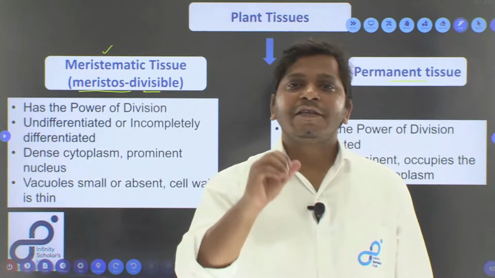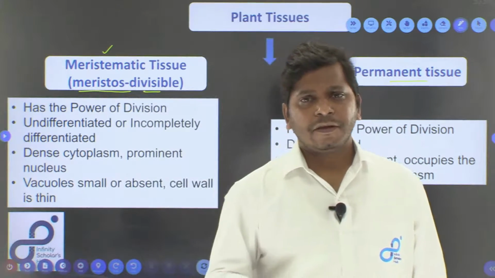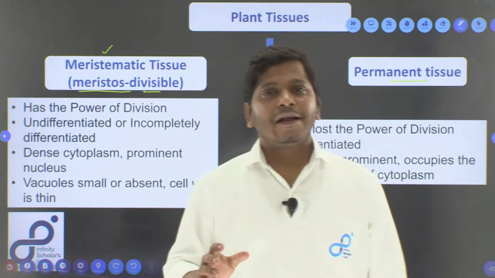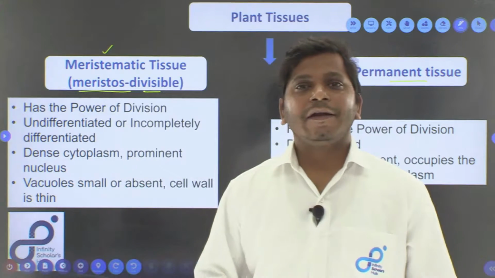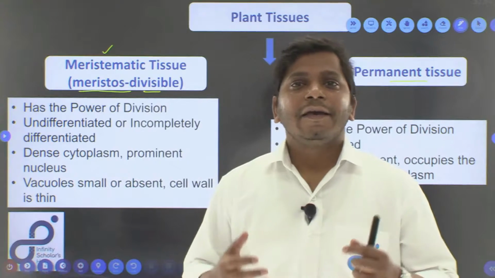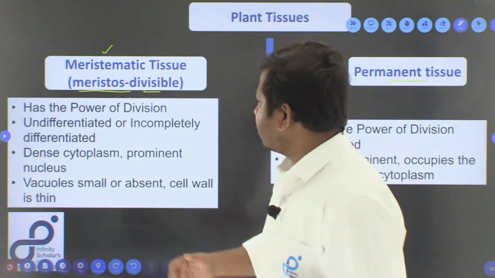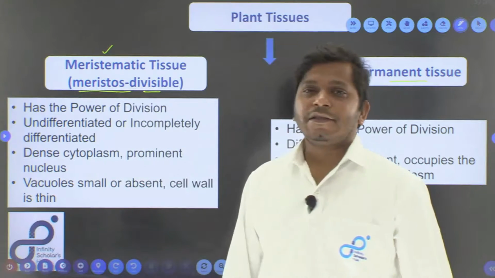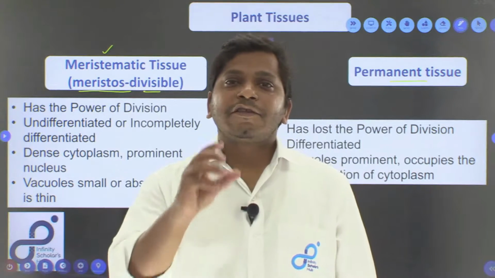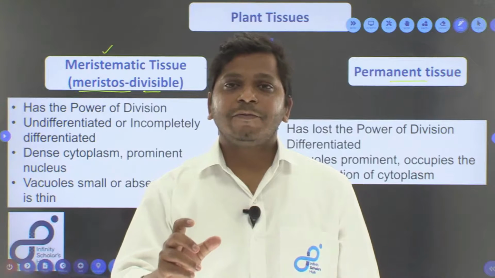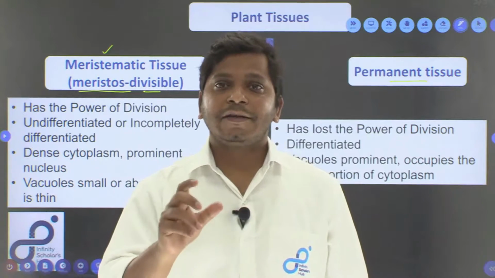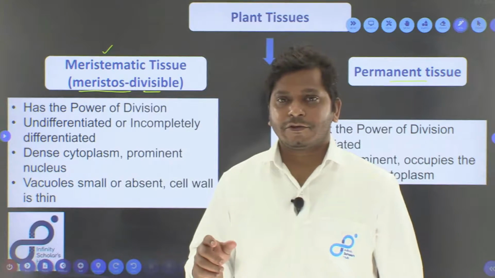Meristematic tissue has the ability to divide, and for any cell to divide, it will require a large amount of energy, because cell division is an energy intensive process. And if it is an energy intensive process, the specific features of the cells should be designed accordingly to provide that energy to carry out the process of division.